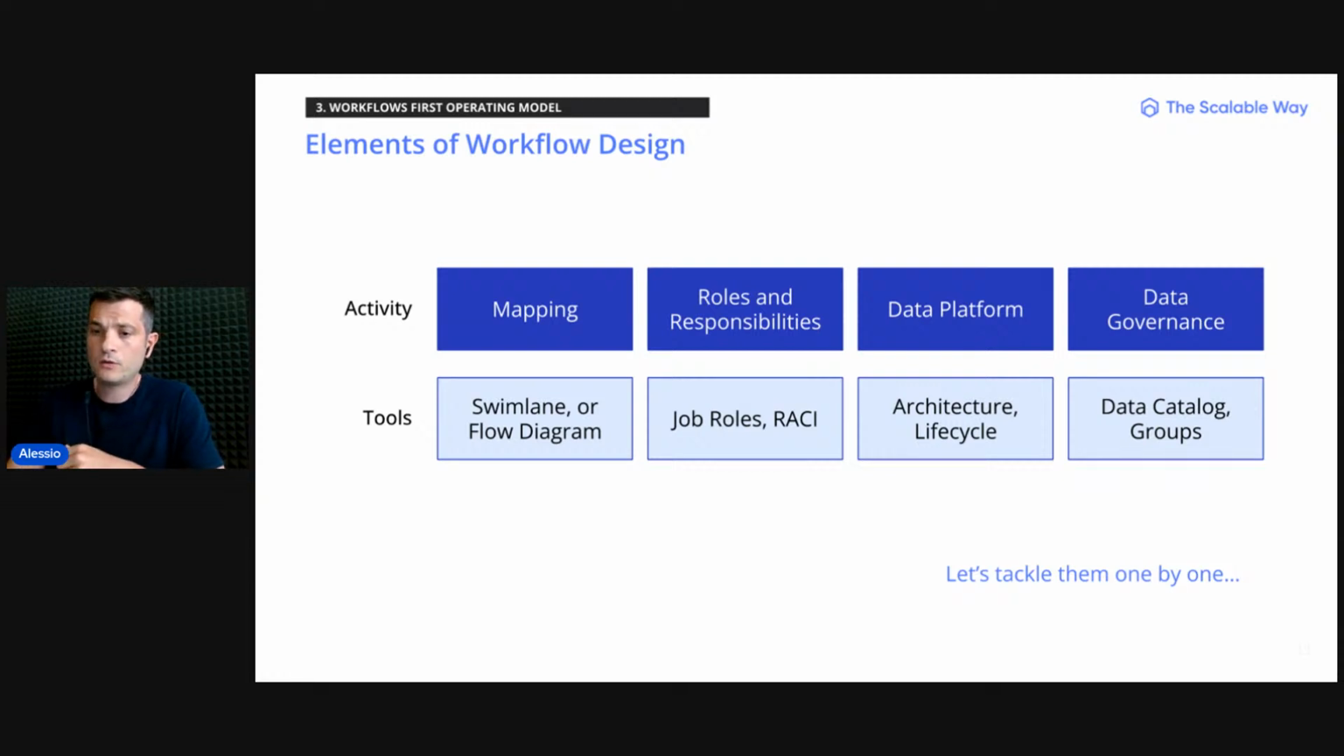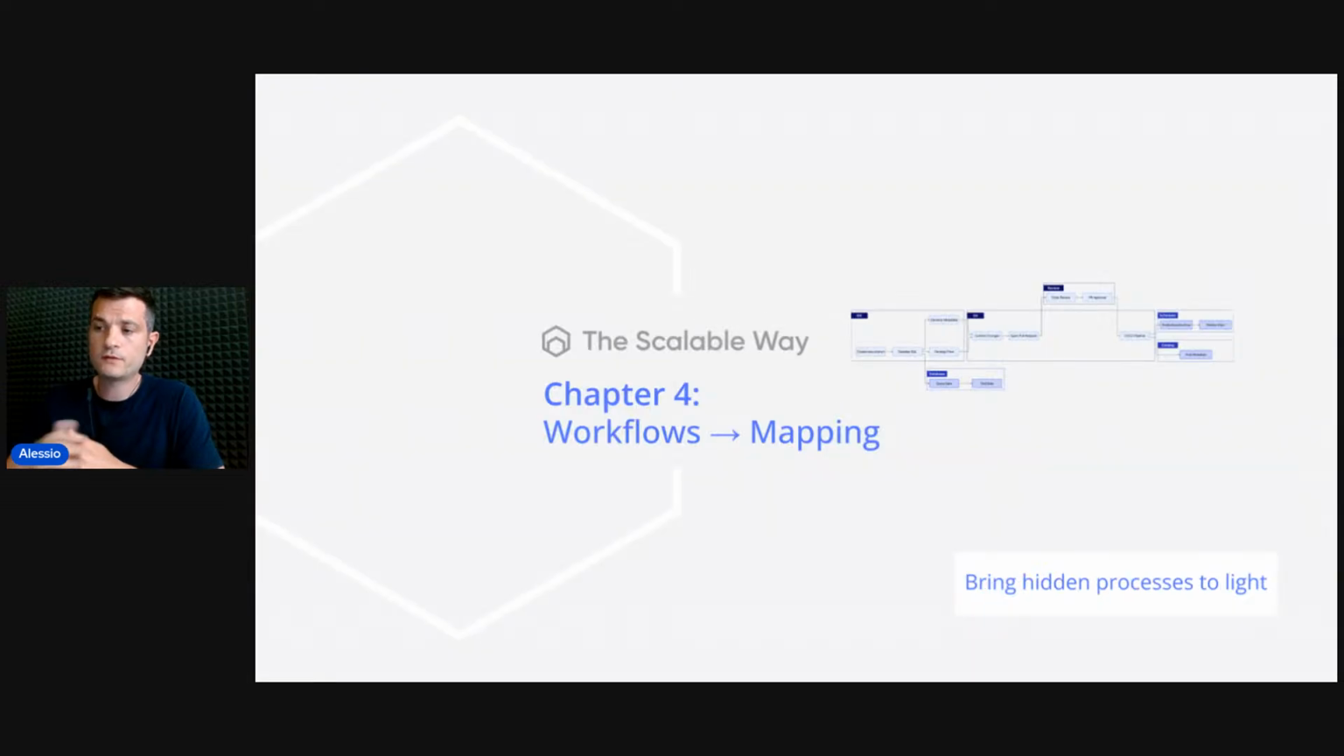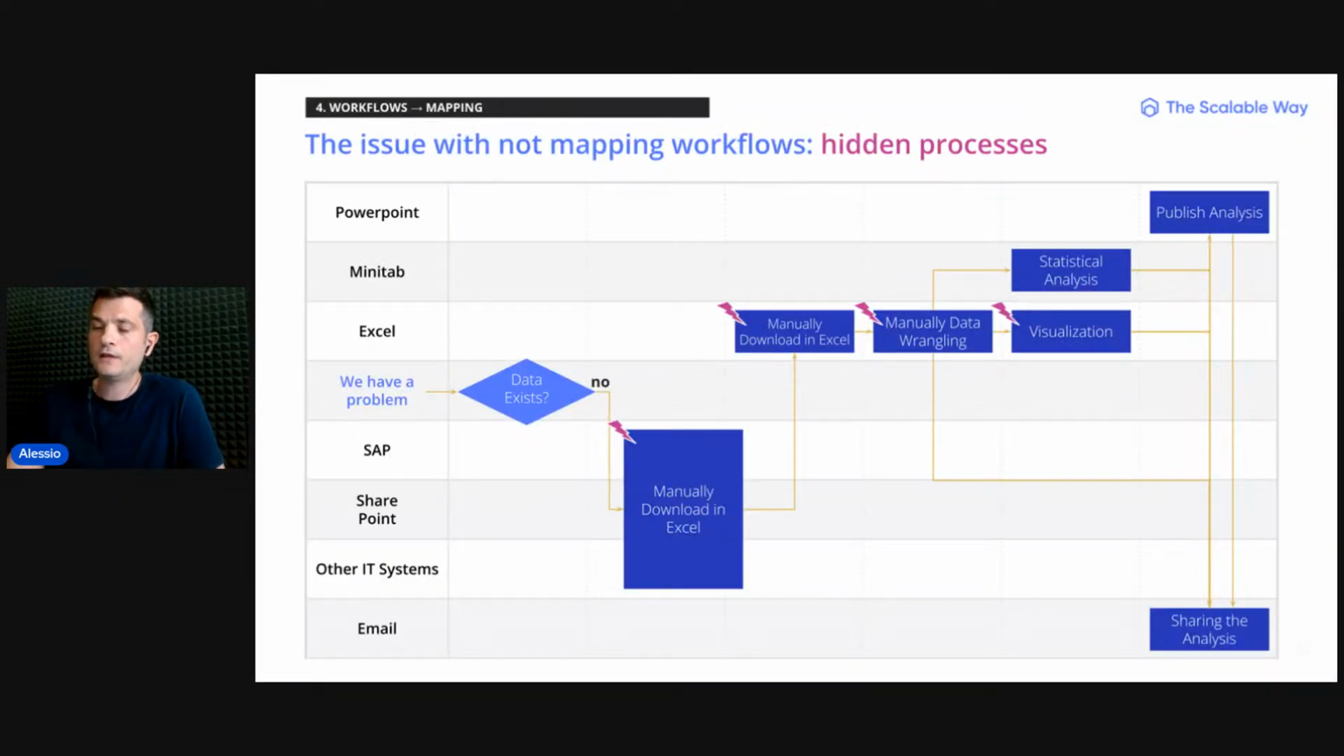Cool. So we can go to the first one, which is workflow mapping. Bring hidden processes to light. So I was getting philosophical here. So let's look at an example.